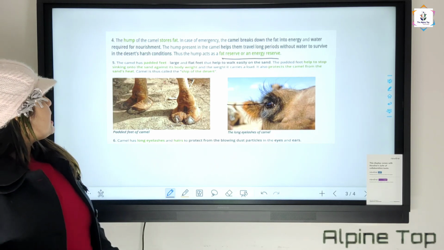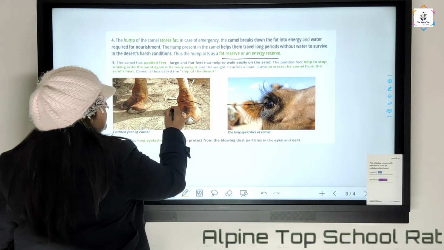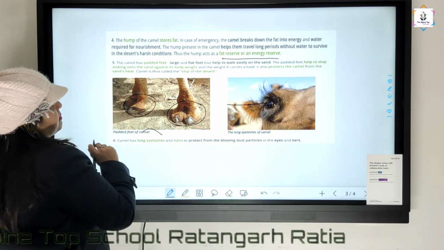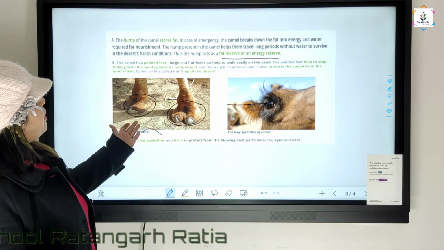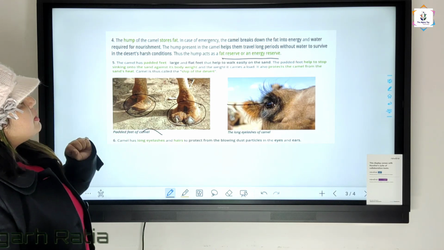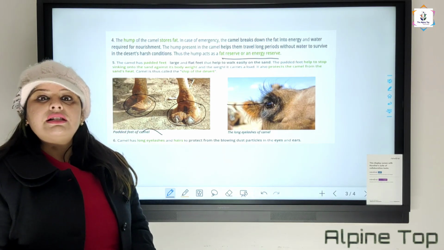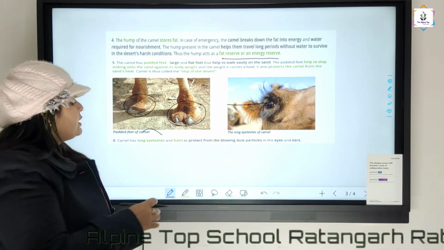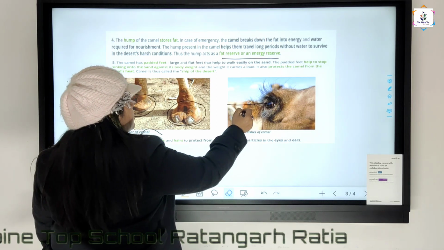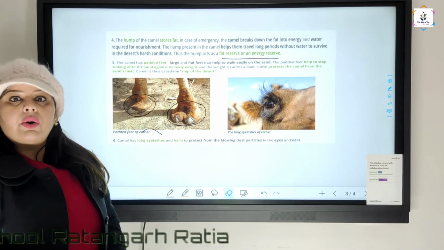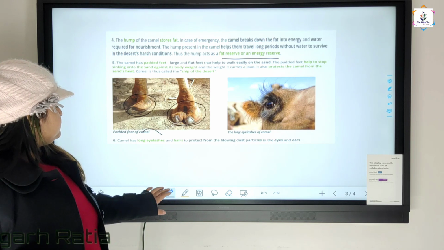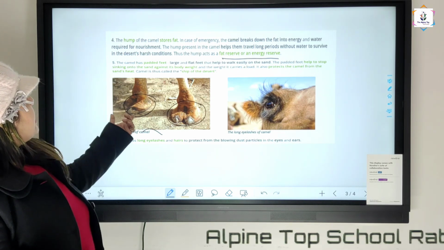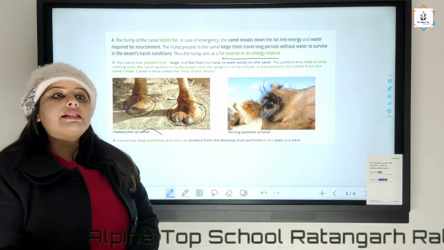The next one is, the camel has padded feet. As you can see, it has padded feet. With the help of these padded and large feet, it can walk easily on the sand. So these padded feet actually help them to walk on the sand easily. This is the adaptation that it has adapted to walk on the sands.